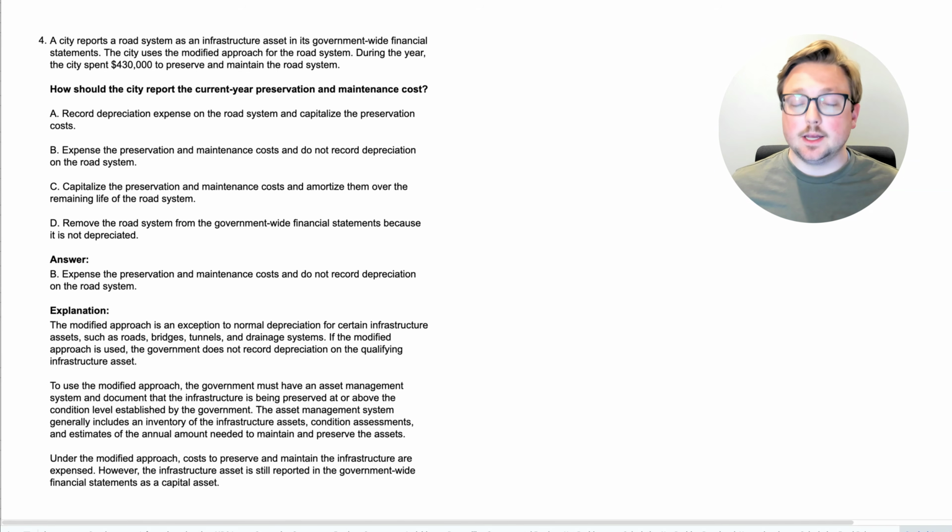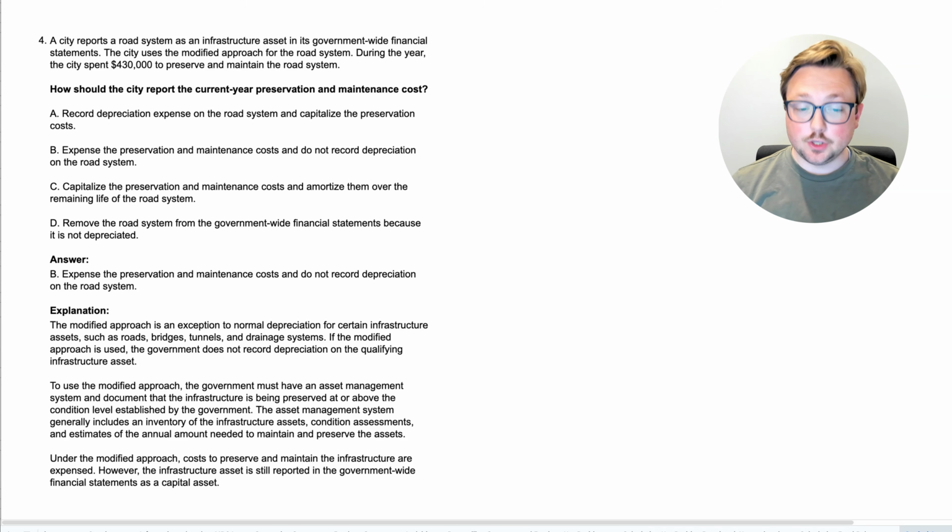The answer is B. You would expense the preservation and maintenance costs, and you do not record depreciation on the road system. So this is where we're going to start learning about the modified approach, because suddenly they're not depreciating an asset. What's going on here? So let's go through the explanation. The modified approach is an exception to normal depreciation for certain infrastructure assets, such as roads, bridges, tunnels, and drainage systems. So specifically for infrastructure, there's this exception. Otherwise, you would have normal depreciation for pretty much most capital assets.